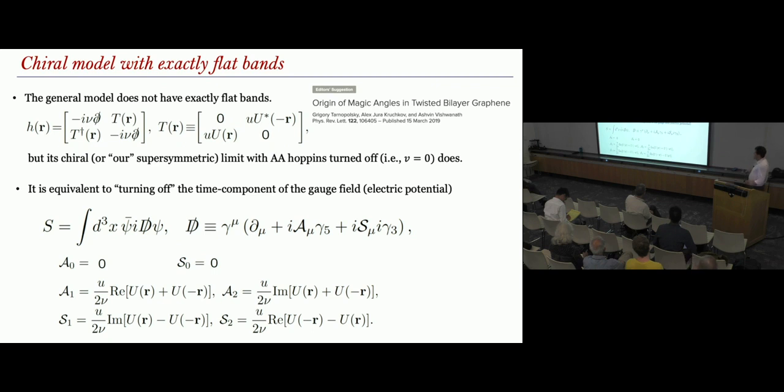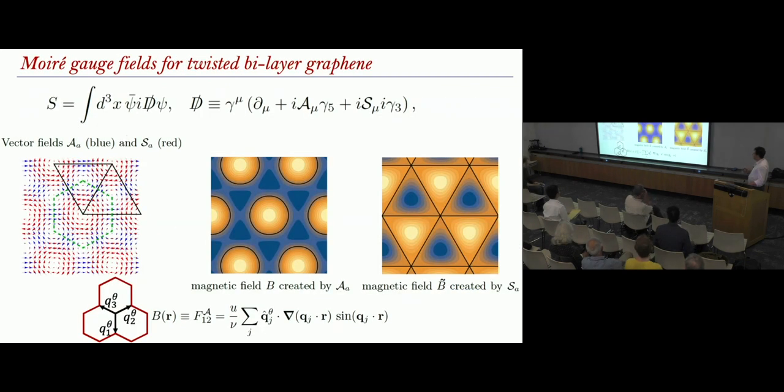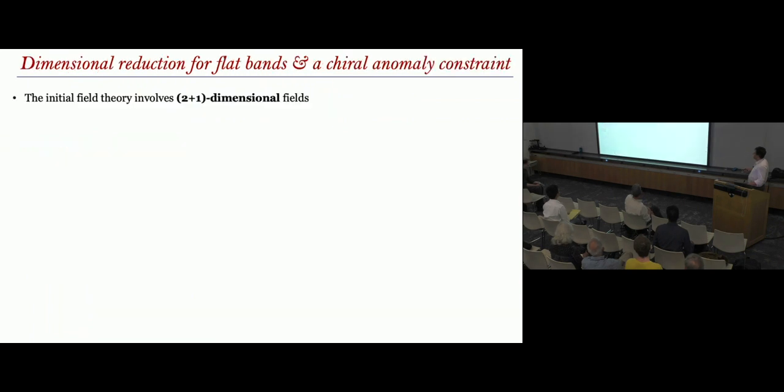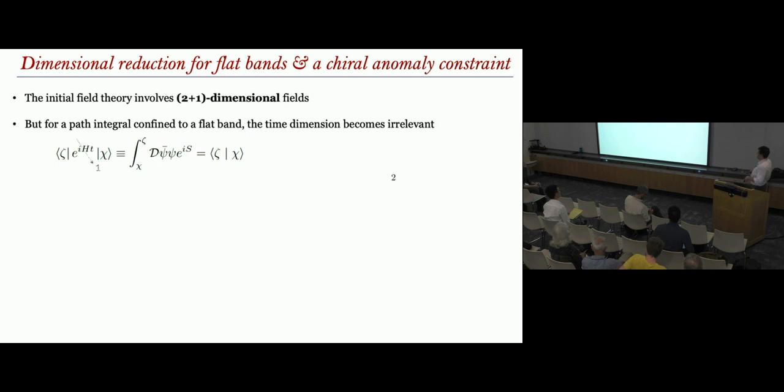Now, how do I connect these fields to the previous story? So let me just focus on this part. Yeah, this is the typical structure that you get, but let me not talk about it. So here I have an intuitive argument for how to connect it to the chiral anomaly, in some primitive, poor man's version of anomaly. The initial theory obviously involves 2 plus 1 dimensional fields. You have 2 space components and 1 time component. But if you confine yourself to a flat band, the time component just drops out. It exists, but you don't care about it.